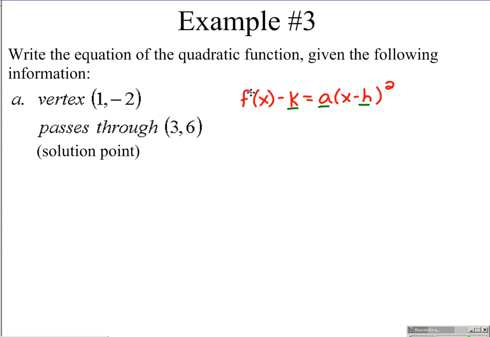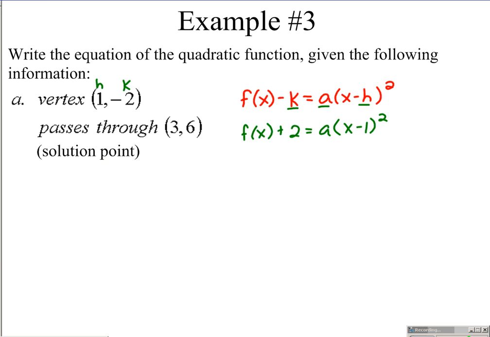Vertex we're given directly. So there's our value of h. There's our value of k. Let's go ahead and plug that in. F of x plus 2 equals a times x minus 1 squared. The other piece of information we're given is that our parabola or quadratic function passes through the point 3, 6.